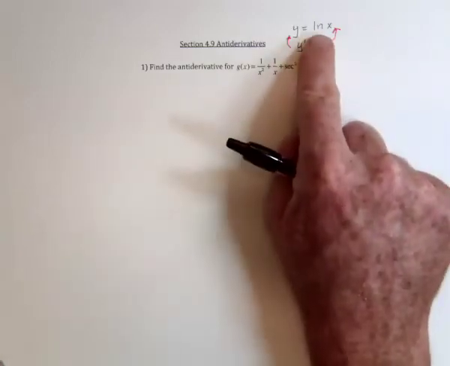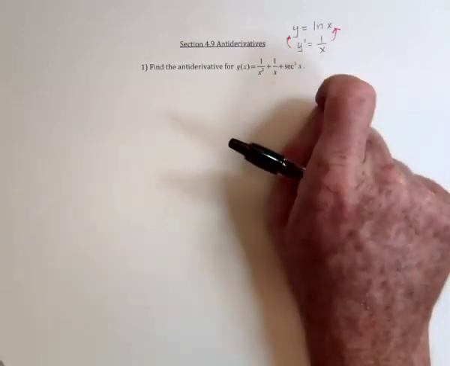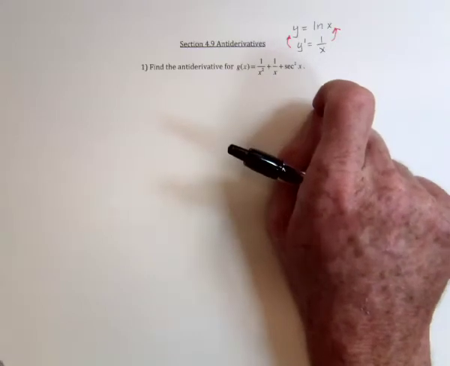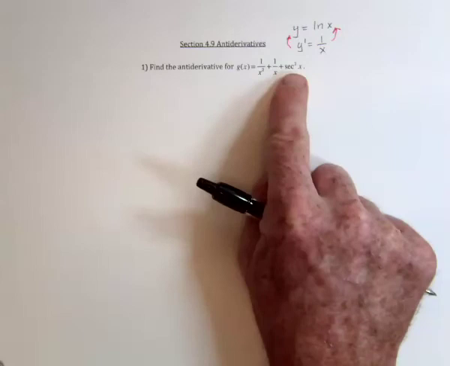So knowing the rules for derivatives and knowing some basic derivatives, like the derivative of natural log is 1 over x, the derivative of sine is cosine, things like that, are going to become very important when doing antiderivatives. Here's an example of it.